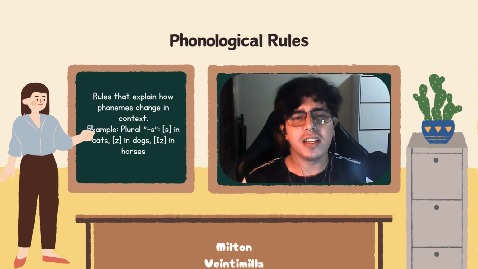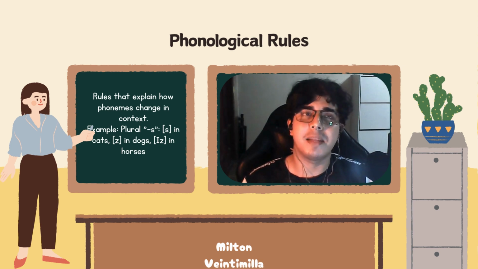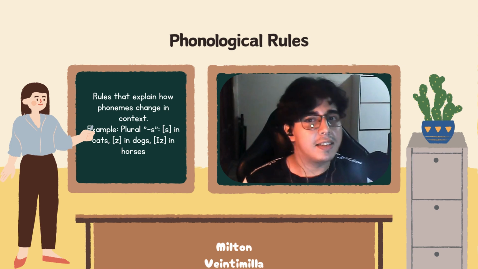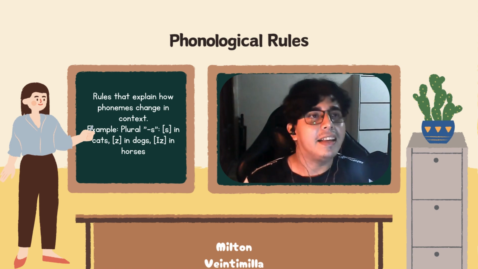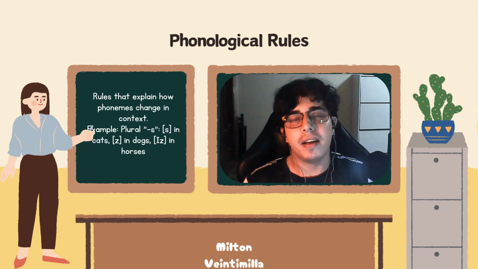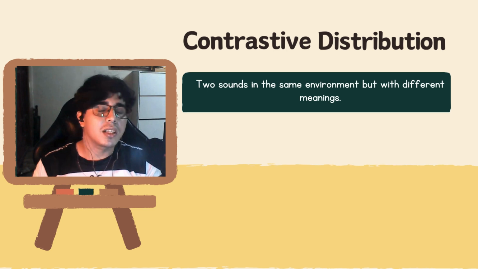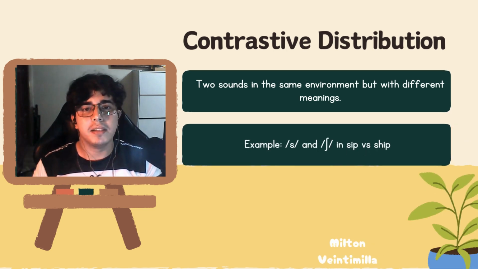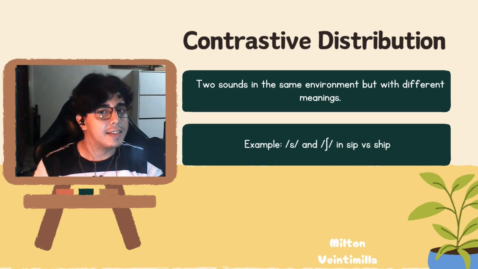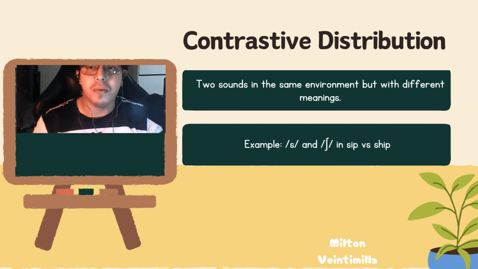Phonological rules. Phonological rules explain how phonemes change depending on their position or the context. For example, the plural s is pronounced s in cats, z in dogs, and iz in horses. The rules depend on the final sound of the word. Contrastive distribution means two sounds occur in the same place in a word but change the meaning. For example, zip and sheep: changing z to sh makes a new word.